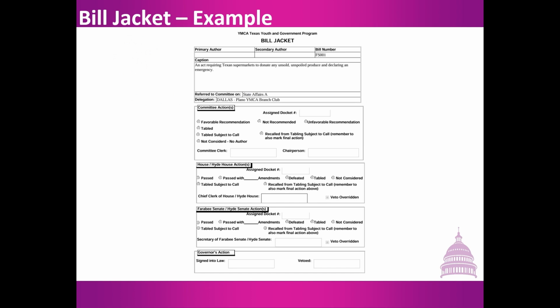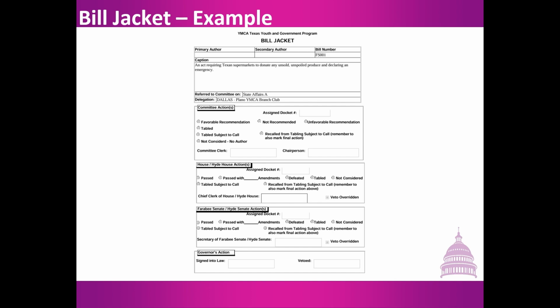This is an example of a bill jacket. These should be pre-filled with the author name, caption, and delegation. If you have any late additions, you must use a blank bill jacket and the clerk will need to fill out this information. A clean copy of the bill will be attached to each bill jacket.